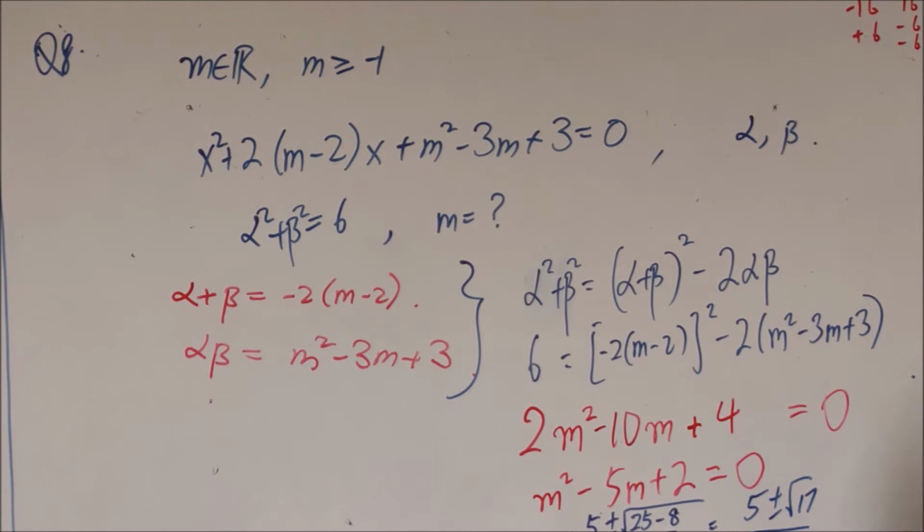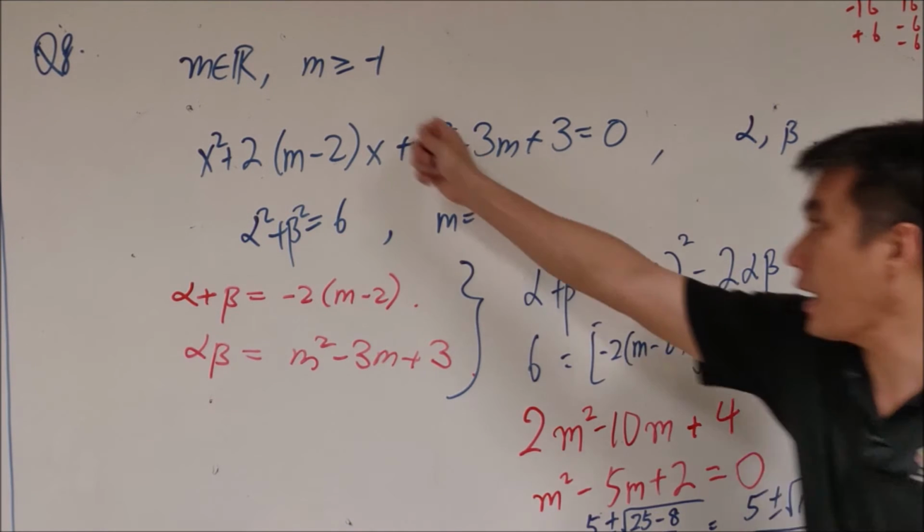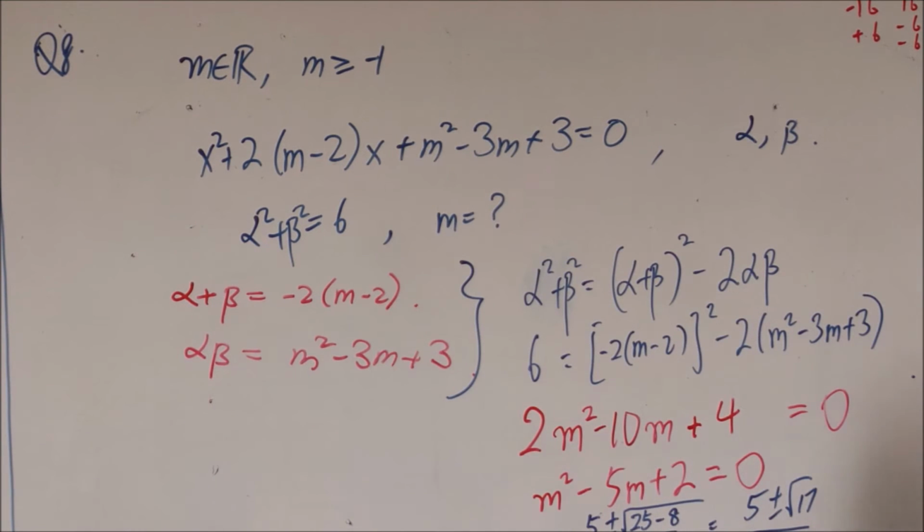Now, there are two solutions. There are two answers here, but we may need to reject one of them because m is greater than or equal to negative 1. There's a condition that I missed out just now, that alpha and beta are different and both of them are real. Okay?